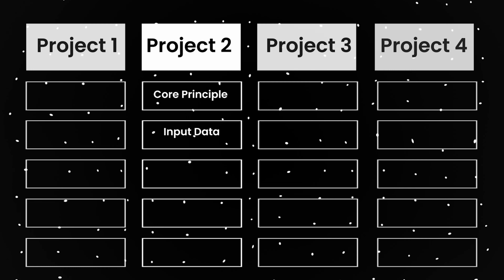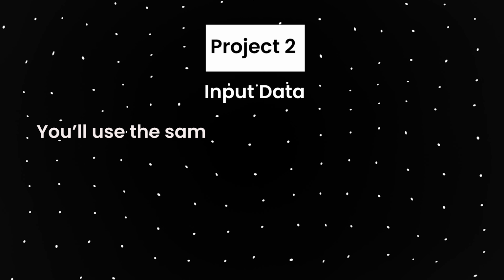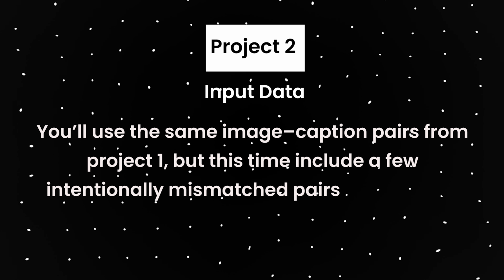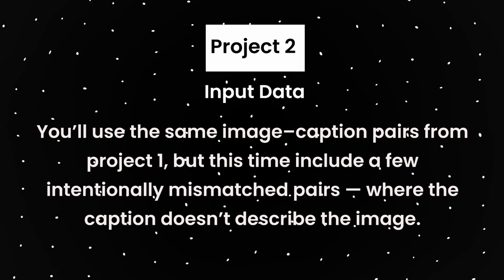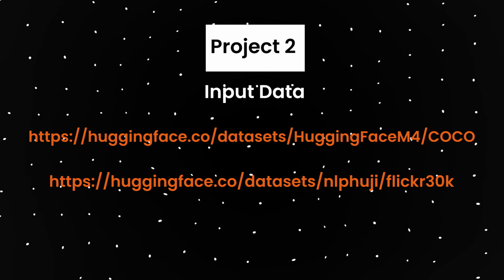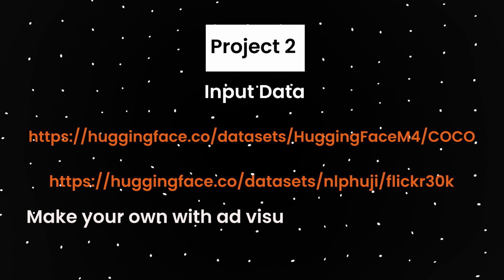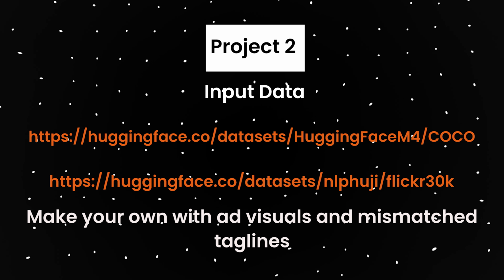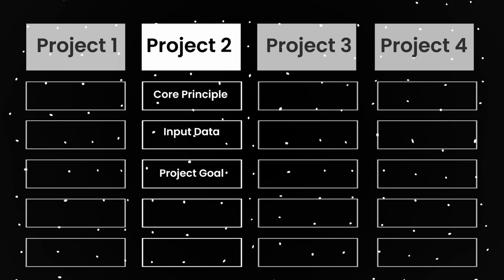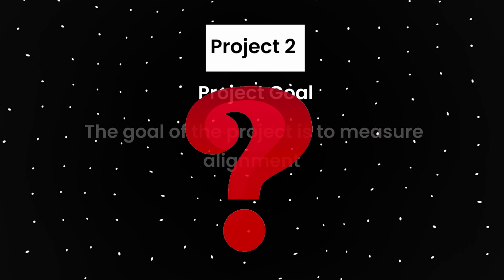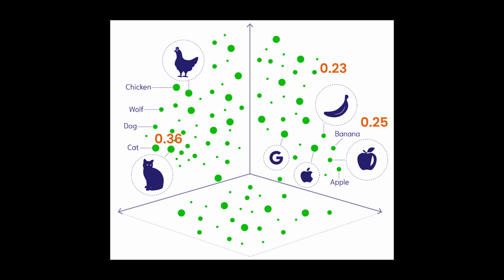In terms of input data, you will use the same image caption pairs from project number 1, but this time include a few intentionally mismatched pairs, where the caption doesn't describe the image. You can get the clean samples from COCO Captions or Flickr30K, or even make your own with ad visuals and mismatched taglines. The download links are on the screen. Now, we already know that the goal of this project is to measure alignment. But how would you know that? It's simple. The model should return high scores for matching pairs and low scores for mismatched ones.